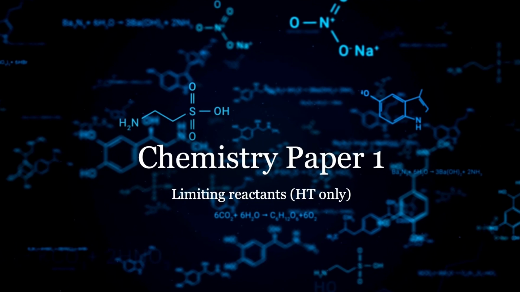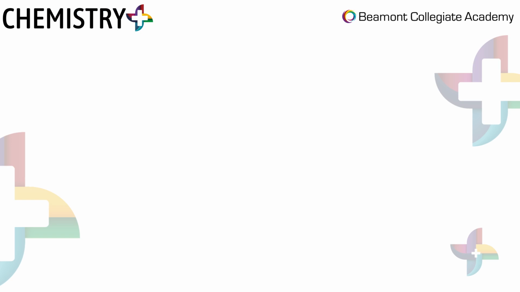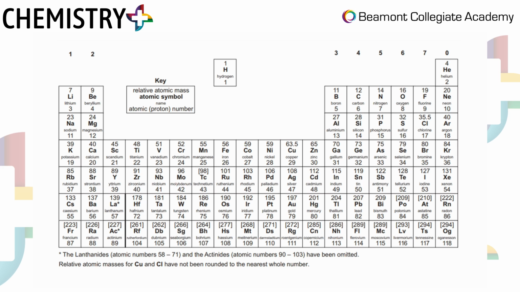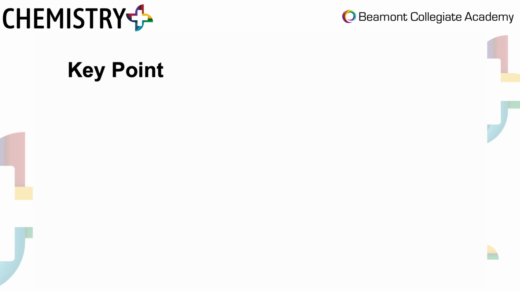Chemistry Paper 1, Limiting Reactants. For this question, it would be ideal to have a calculator handy. Also, a good knowledge of the periodic table. Two key points to note.